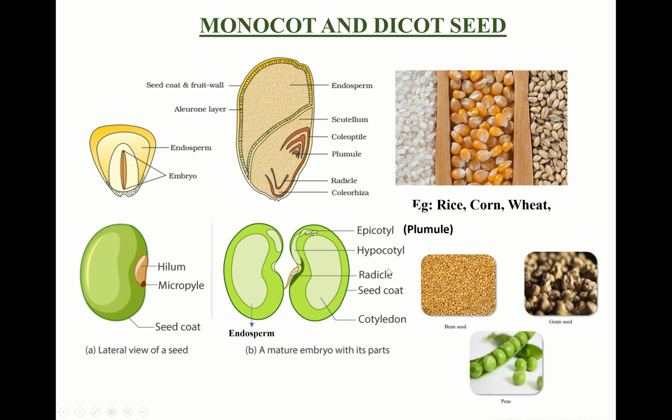So that's it, friends. And what are the examples of a dicot seed? If anyone asks, you should know that. So beans, gram seeds, and peas are some of the examples of the dicot seed. Basically you can quote any examples of legumes for dicots, whereas for monocots you can quote any examples of poaceae members. Okay.